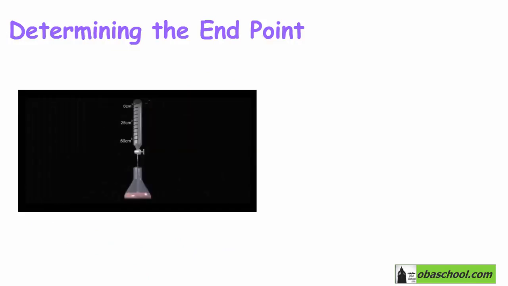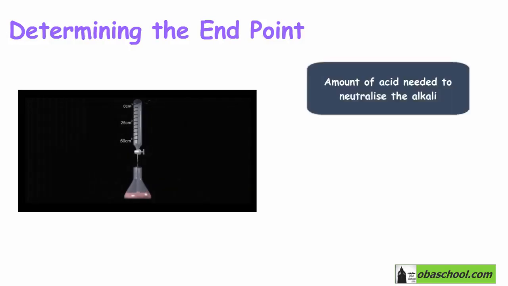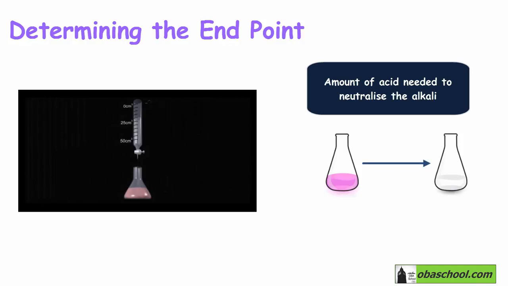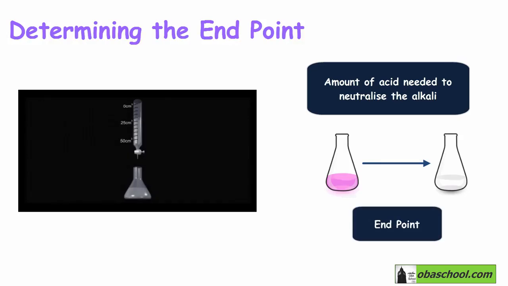The acid will flow from the burette into the flask. As the acid flows into the flask, it starts to neutralize the alkali. When we have exactly the amount of acid needed to neutralize the volume of the alkali, the indicator will change color. And then we have to stop the tap, and this will be the endpoint. So the endpoint is the point at which the needed amount of acid is added to the alkali.